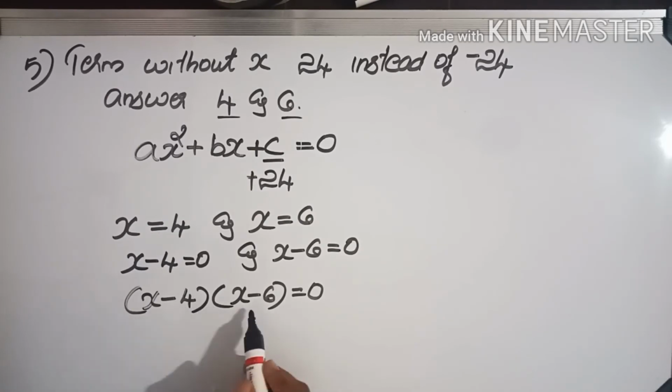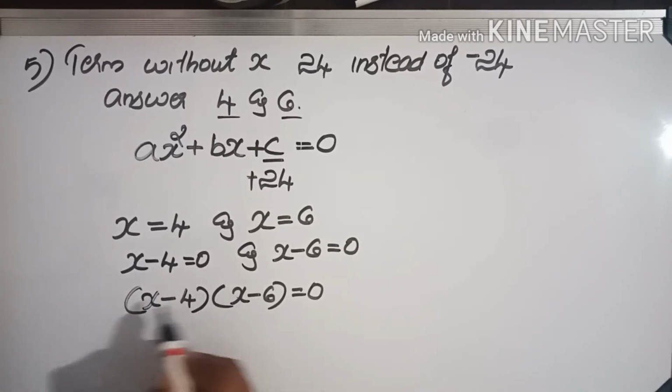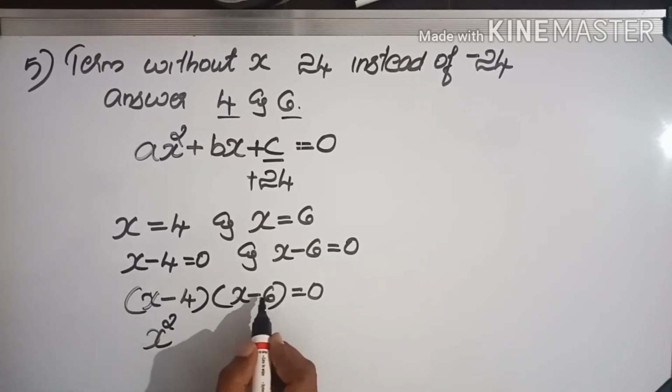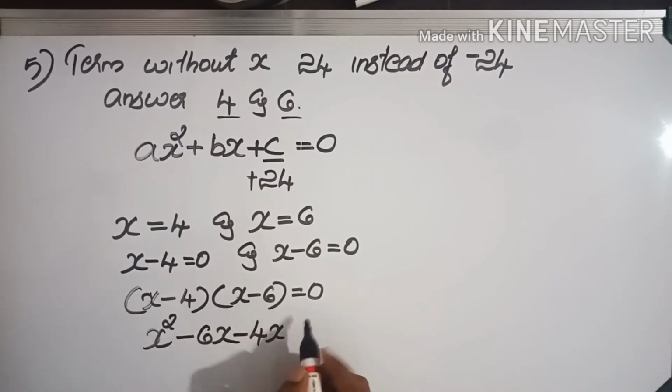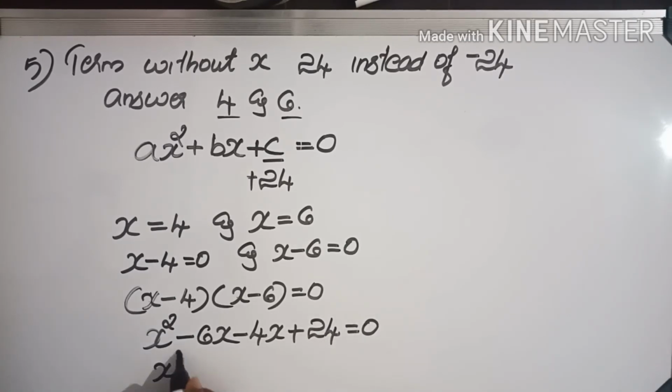So here x minus 4 and x minus 6. Just open the bracket. x into x is x square. Then x into minus 6, so minus 6x. Then minus 4 into x, so minus 4x. Negative into negative is positive, 6 fours are 24, equal to 0. So here the answer will be x square, minus 6x and minus 4x. Both are the same sign, so add 6 plus 4, 10x, and put the same sign. Plus 24 equal to 0. So this is the second degree equation.